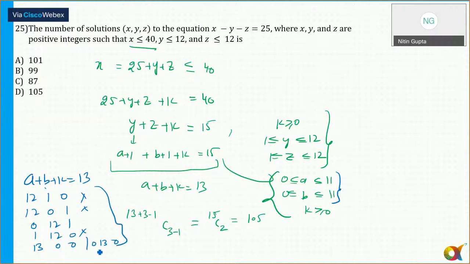So just subtract all the cases in which either a or b is more than or equal to 12. So I need to subtract these 6 cases. So the answer is 105 minus 6, which is equal to 99. And that is the answer. So I have discussed 2 methods. You can go by any of the methods. We have discussed both the methods in the class.